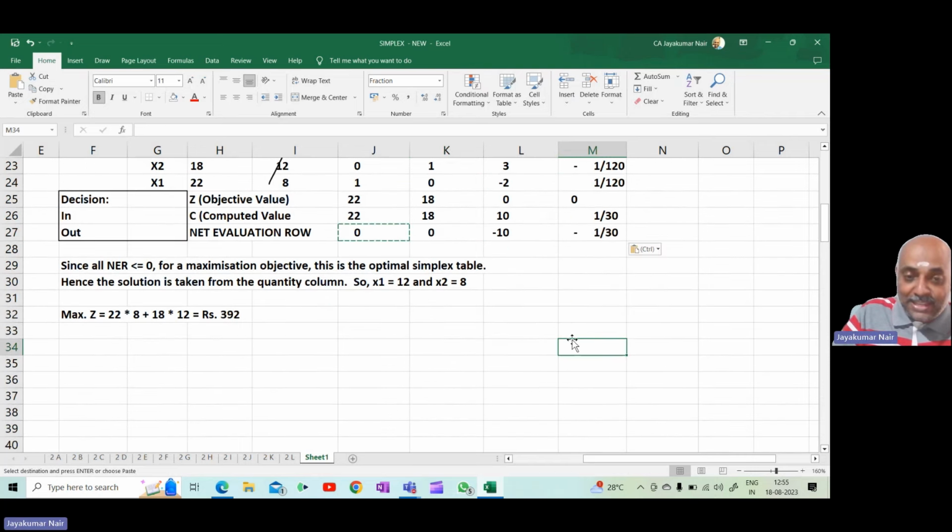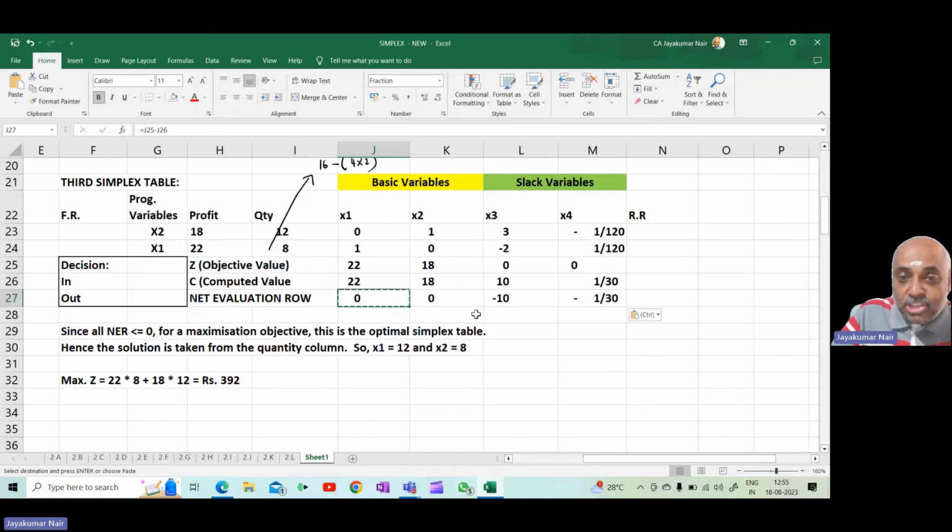Now what I find in NER is that I don't have any positive number. I have zeros or negative numbers. I don't have any positive numbers. That means I have reached the optimal solution. Since all NER are less than or equal to 0, for a maximization objective, this is the optimal simplex table. Hence, X2, you have to produce 12 units. X1, you have to produce 8 units.